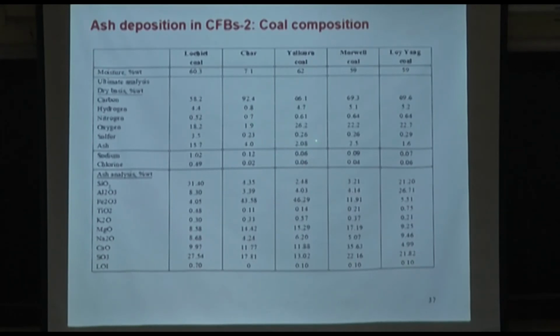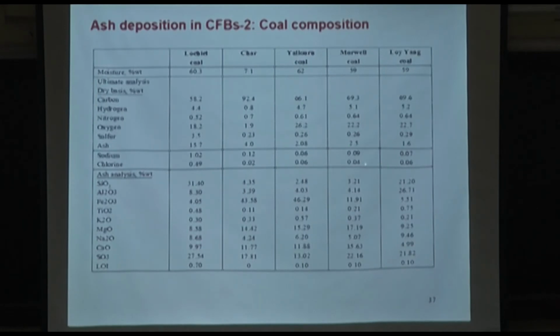Ash, you see this very low ash. So supposed to be the dream fuel for combustion purposes, so little ash. Char has only 4% ash. But then when you look at these two individuals, sodium and chlorine, this is extremely salty. 1% sodium is very, very high. So is chlorine, 0.49, 0.5 of 1%, very high.